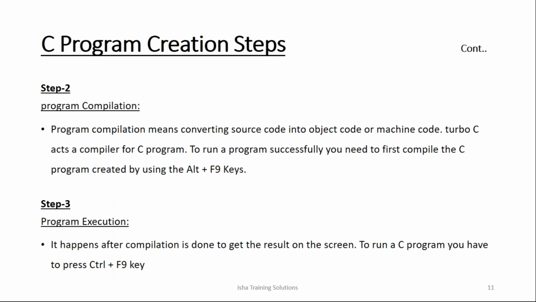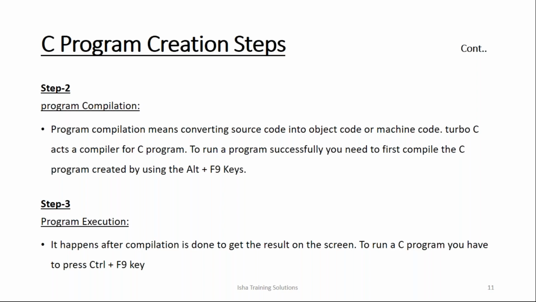Step 2 is compiling the program. Compiling the program means that you check whether what you have typed is correct or not. To check it, we are going to compile the program. Compiling is simply pressing the Alt and F9 keys at the same time. Or you can go to Compile and press Compile there.